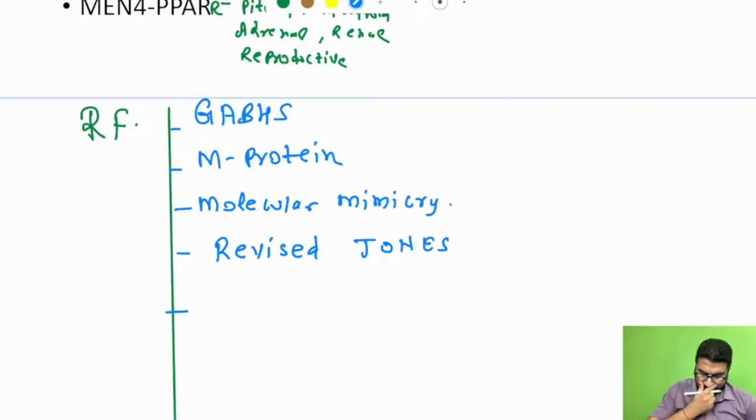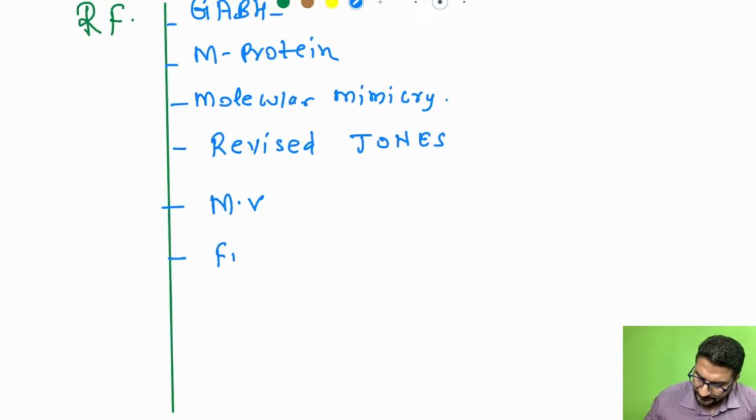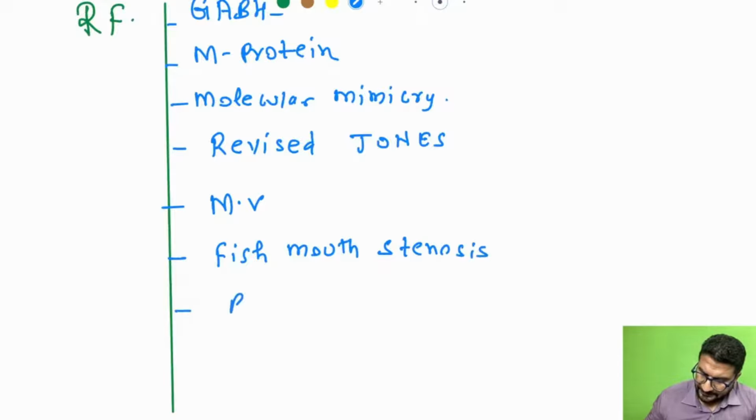Revised Jones criteria. Then try to understand, whenever we see a patient with rheumatic fever, you can notice the most common valve involved will be the mitral valve. We call this fish mouth stenosis. Sometimes you will see bread and butter pericarditis.